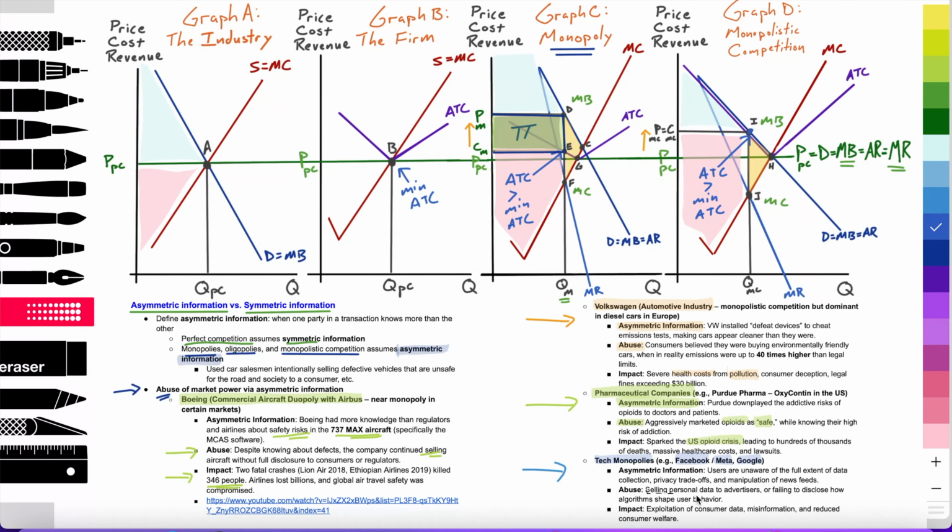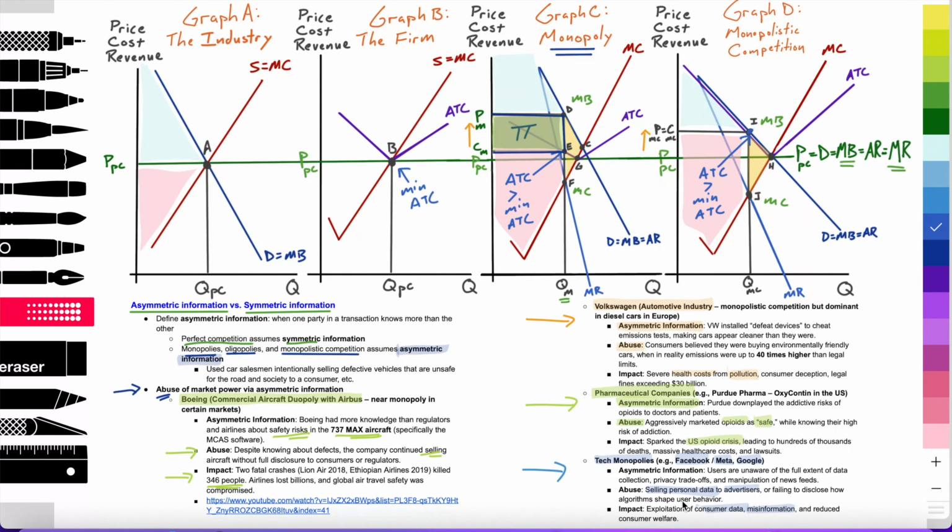And then we discovered that these firms were selling personal data to advertisers that consumers were not aware of, asymmetric information, or failing to disclose how algorithms shape user behavior to get them to be a little bit more addictive to it, and so on. So here we have the exploitation of consumer data, misinformation, the platform also being a vehicle for misinformation, and reducing overall social welfare, consumer welfare, and so on.